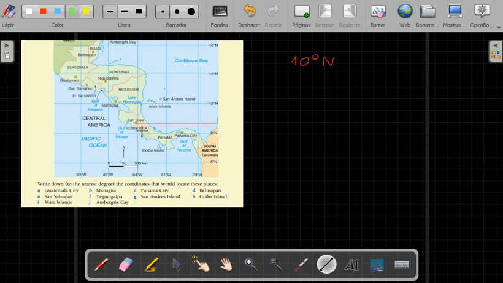For that, we draw a vertical, straight line to the longitude reference. Dibujamos una línea recta totalmente vertical hasta la referencia a la longitud. And we can see here that we are almost at 84 degrees west. There we are.